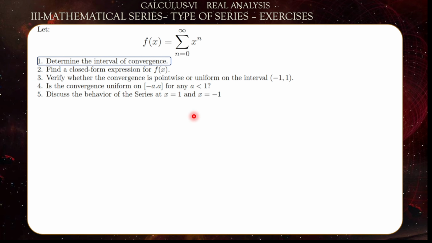Let's attempt to solve this one. f(x) is equal to sigma n equals 0 to infinity of x to the power of n. At first, determine the interval of convergence. Find a closed form expression for f(x). Verify whether the convergence is pointwise or uniform on the interval (-1, 1). Discuss the behavior of the series at x equal 1 and x equal -1.